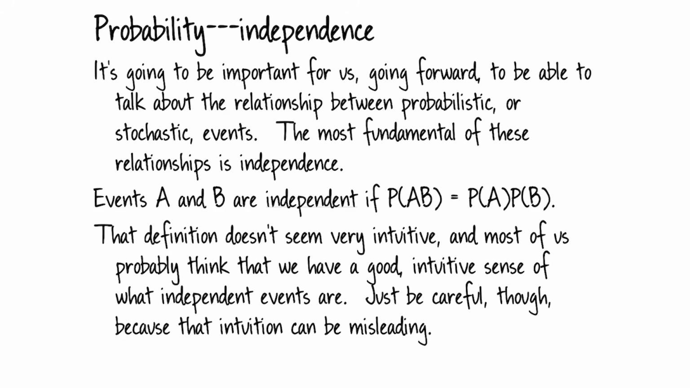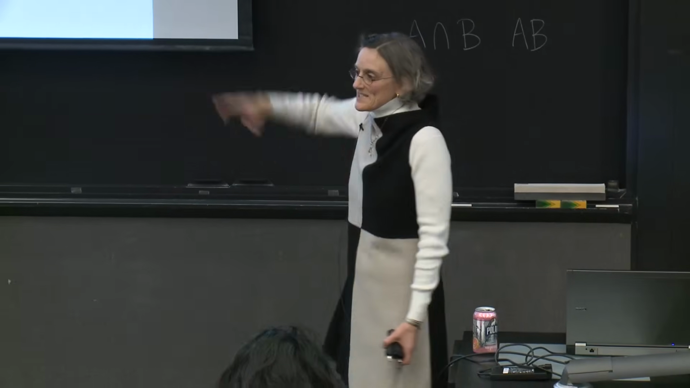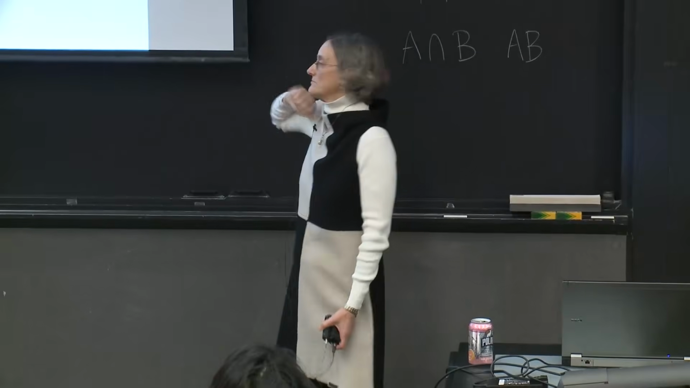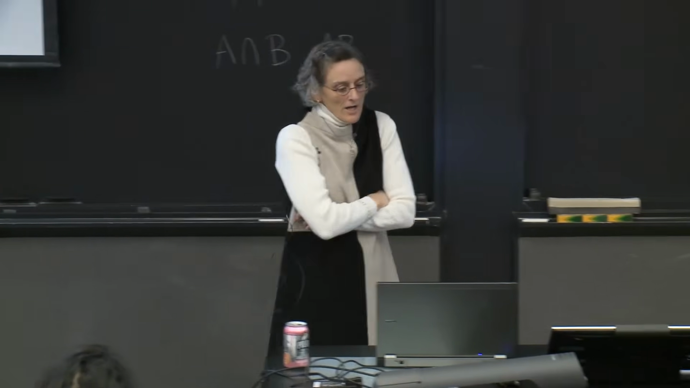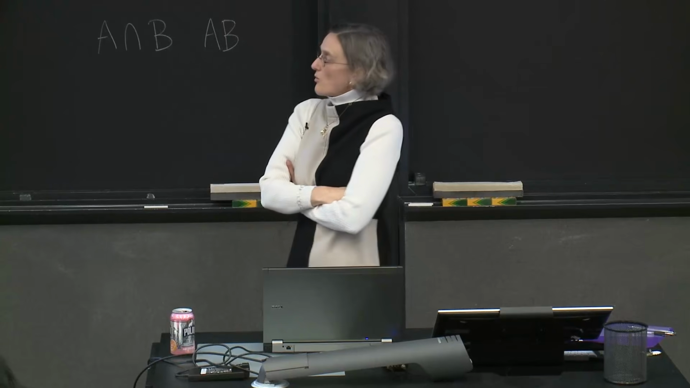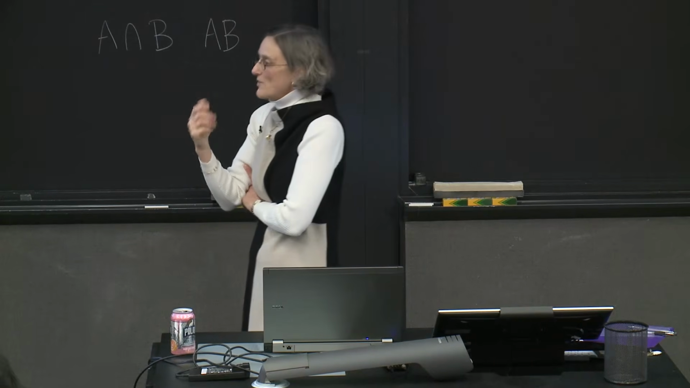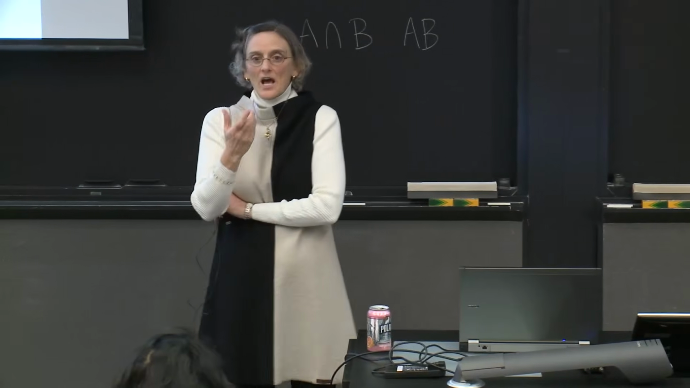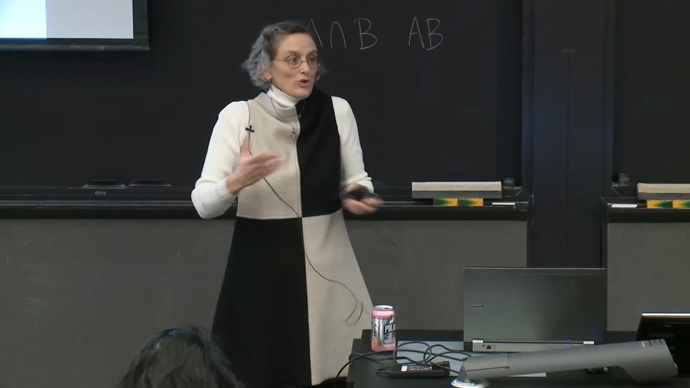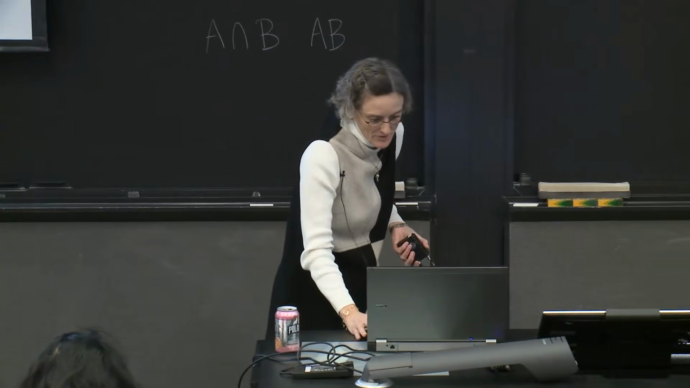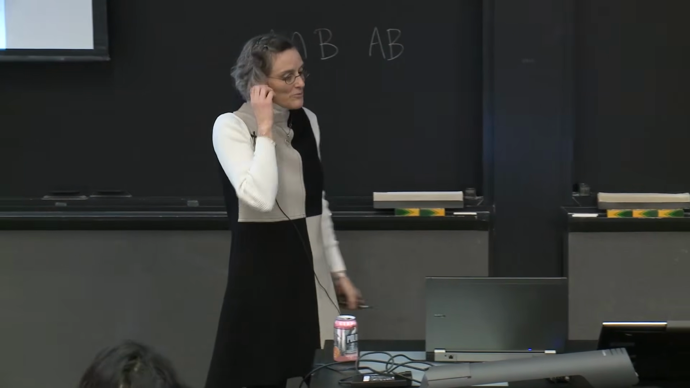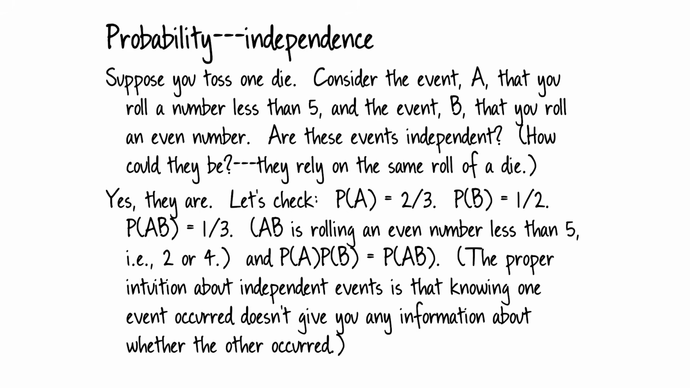So I never find this definition very intuitive. I mean, I feel like probably a lot of you have an intuitive sense of what independence means in probability. But this is not a very intuitive definition, okay? Or at least in my opinion, it's not. There is, though, I should give a word of warning, that sometimes our intuition about what independence is could lead us astray. So let me give you an example to illustrate that. Okay, suppose I toss one die. Now consider two different events.